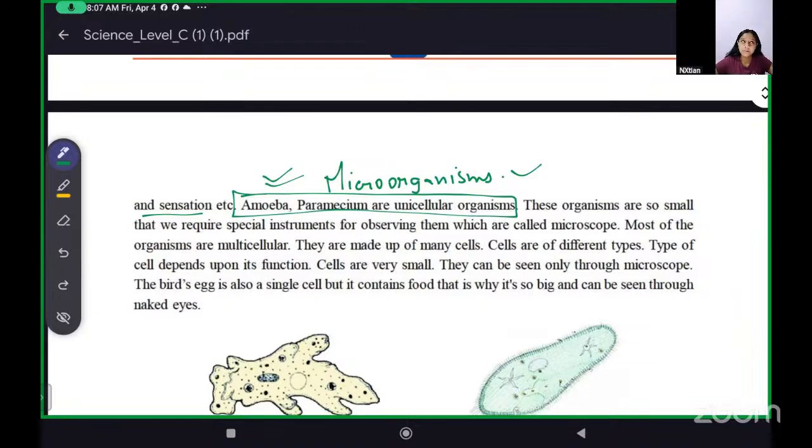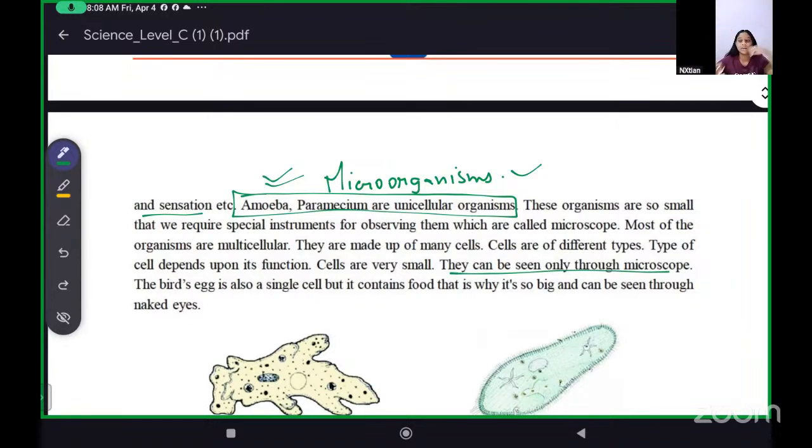Now, cells are of different types. What type of cell it is depends on its function. And cells are very small, they can only be seen through a microscope. A bird's egg is also a single cell, but it contains food. That is why it's so big and can be seen with naked eyes. The egg of a bird is a single cell because only a single substance is there. But when it develops into the baby chick, at that time it becomes multicellular.